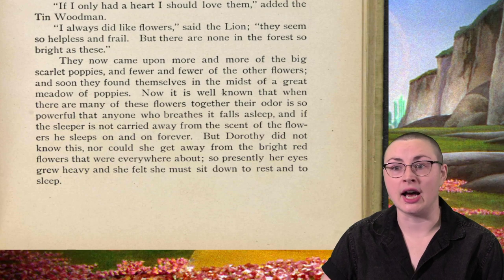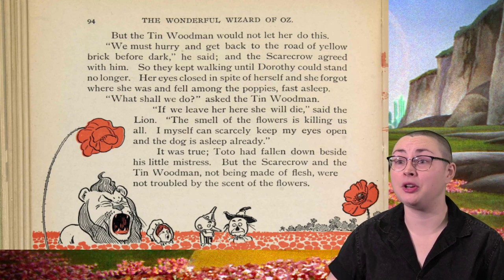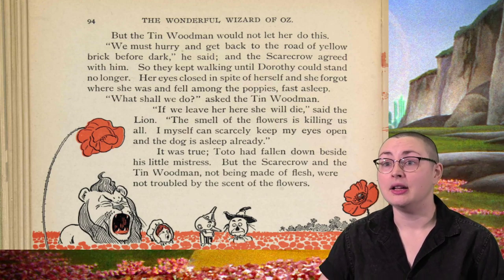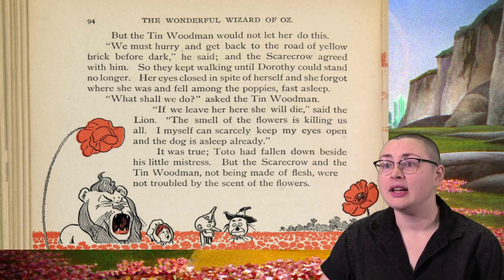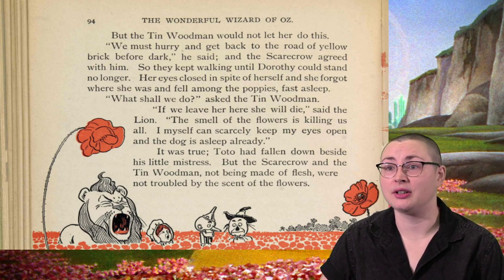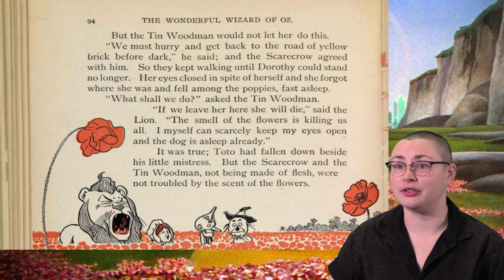But Dorothy did not know this, nor could she get away from the bright red flowers that were everywhere about. So presently her eyes grew heavy, and she felt she must sit down to rest and to sleep. But the Tin Woodman would not let her do this. We must hurry and get back to the road of yellow brick before dark, he said, and the Scarecrow agreed with him. So they kept walking until Dorothy could stand no longer. Her eyes closed in spite of herself, and she forgot where she was and fell among the poppies, fast asleep.